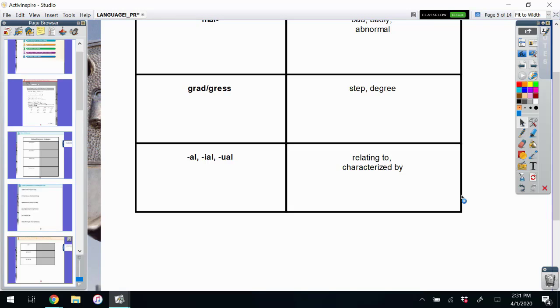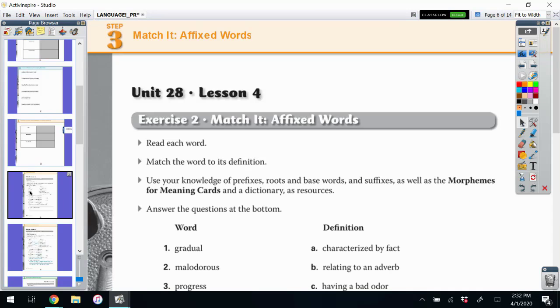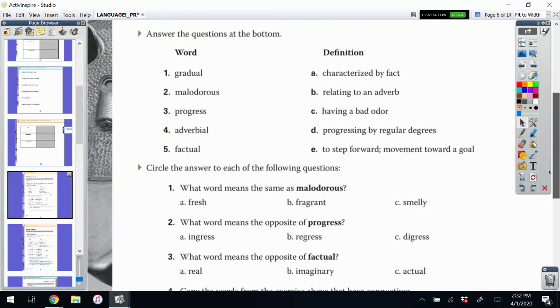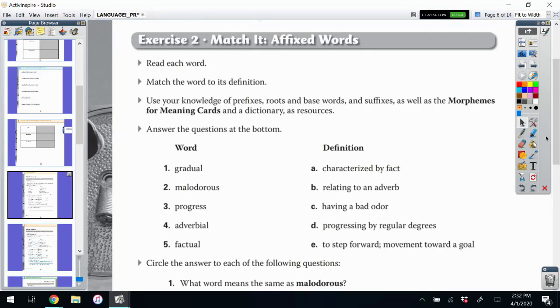The suffix al sometimes is preceded by the letter I or U. Each of these letters can connect al to the root. They are called connectives. IAL and UAL have the same meaning as the suffix al, which means relating to or characterized by. Now let's go to page 164 in your interactive textbook. Read each word, match the word to its definition, and use your knowledge of prefixes, roots, base words and suffixes. Try this page by yourself, pause the video, and we'll come back to it in a minute.